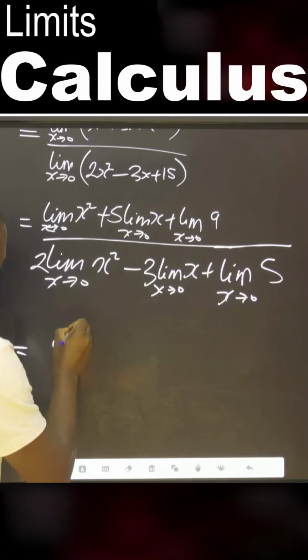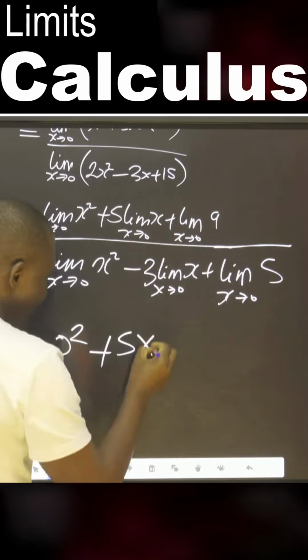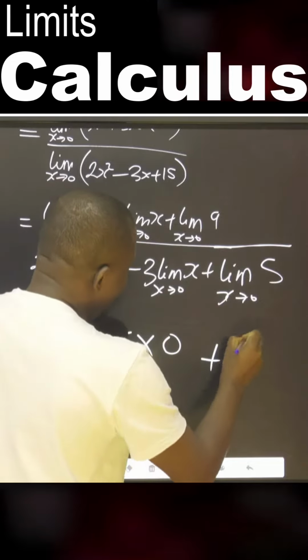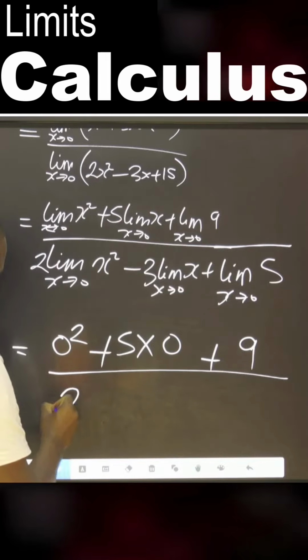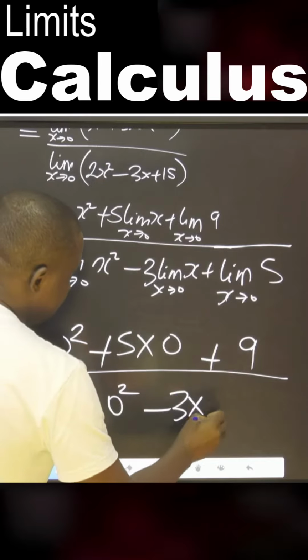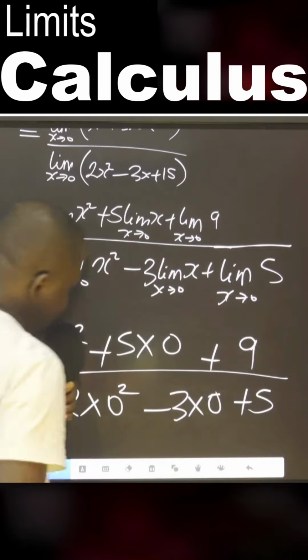we use 0 to replace x. 5, this x again, we use 0 to replace it. There's no s here. 9, the same thing here. There's s raised to the power 2, 0. There is no s here, okay?